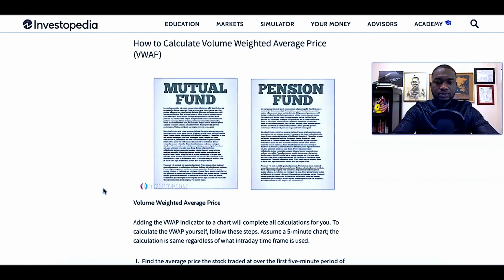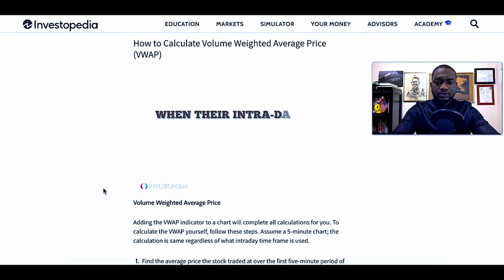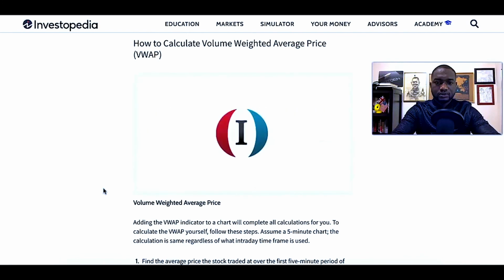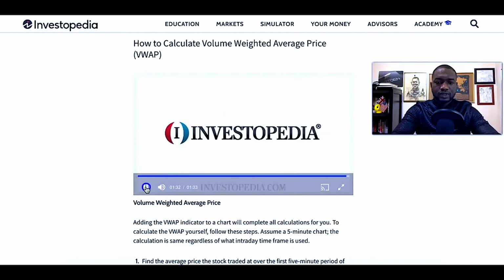Many pension funds and some mutual funds use VWAP. When their intraday price varies widely from the VWAP, the price may be pressured to move closer to it. So, let's say you're a professional investor, and this is what you do for a living. They use VWAP to help them navigate the stocks a little bit better, and I'm going to show you guys what they mean by that in just a second.